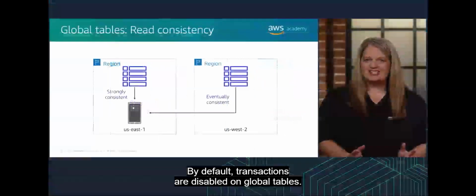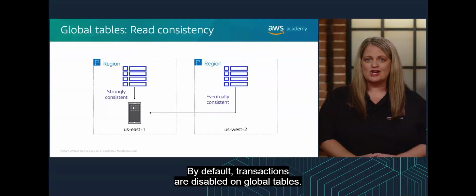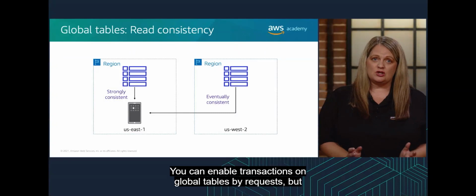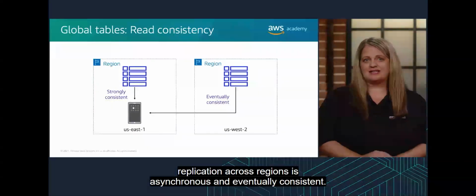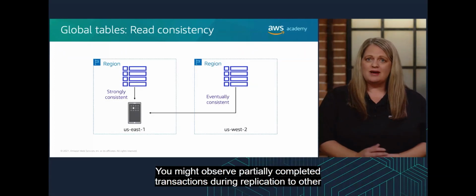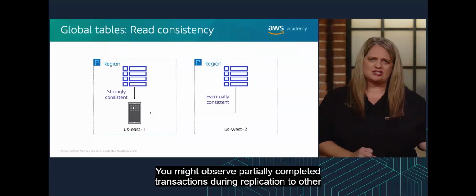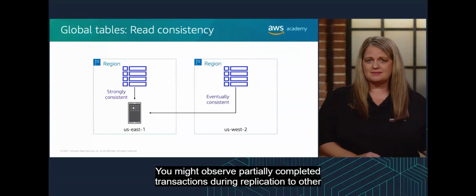By default, transactions are disabled on global tables. You can enable transactions on global tables by request, but replication across regions is asynchronous and eventually consistent. You might observe partially completed transactions during replication to other regions.